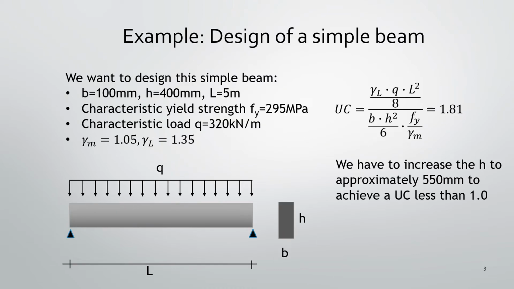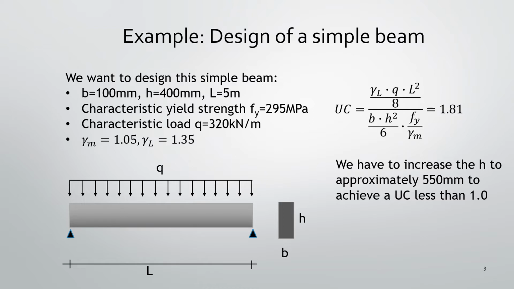First, let's use the partial safety factor approach. We want to design this simple beam with a breadth equal to 100 millimeters, height equal to 400 millimeters, and a length of 5 meters. The characteristic yield strength of the material is found to be 295 megapascal, and the characteristic uniformly distributed load is 320 kilonewtons per meter. The partial safety factor for the material is found to be 1.05, and the partial safety factor for the load is found to be 1.35.